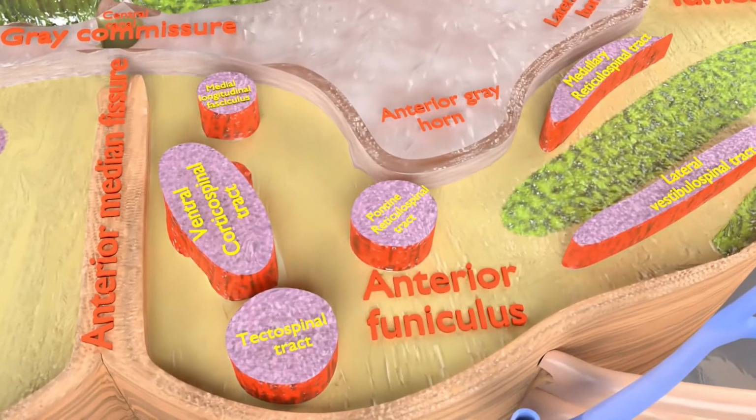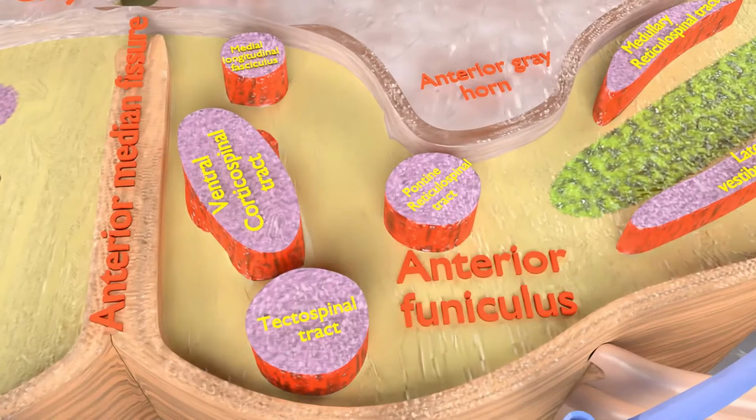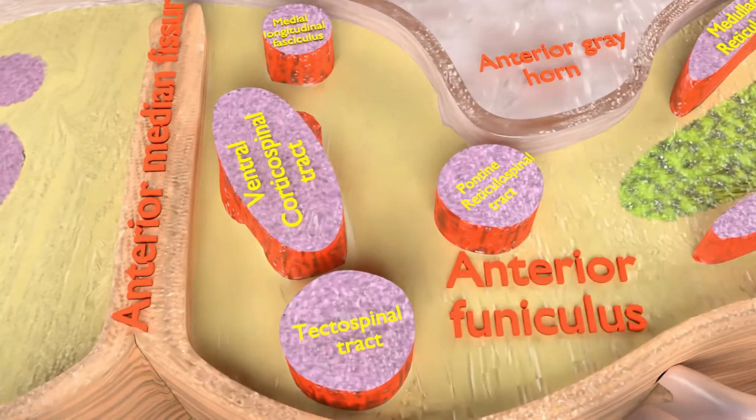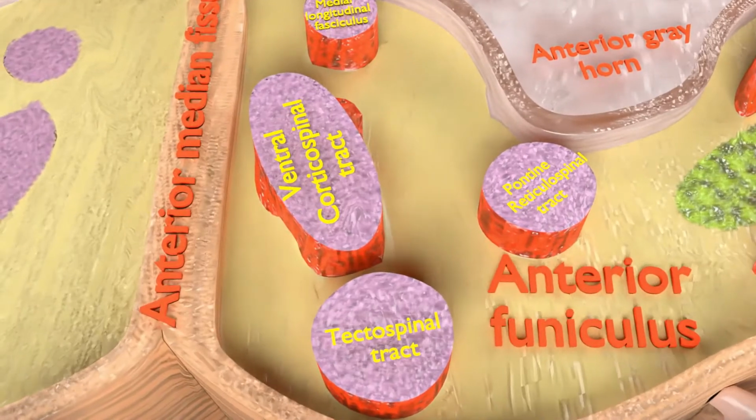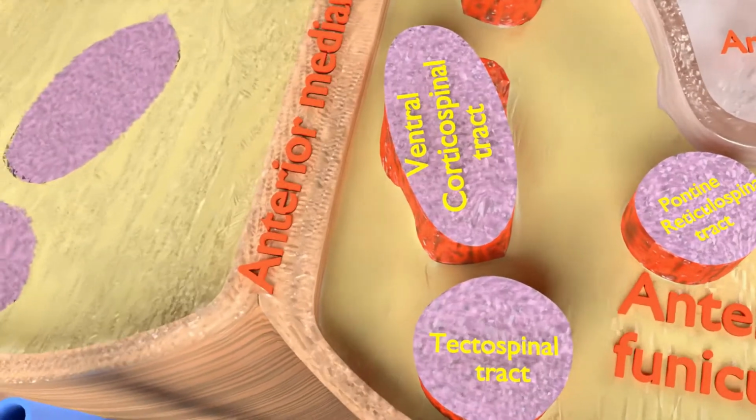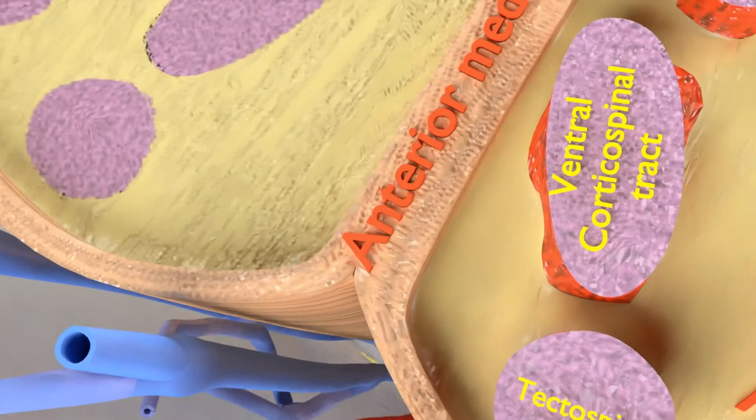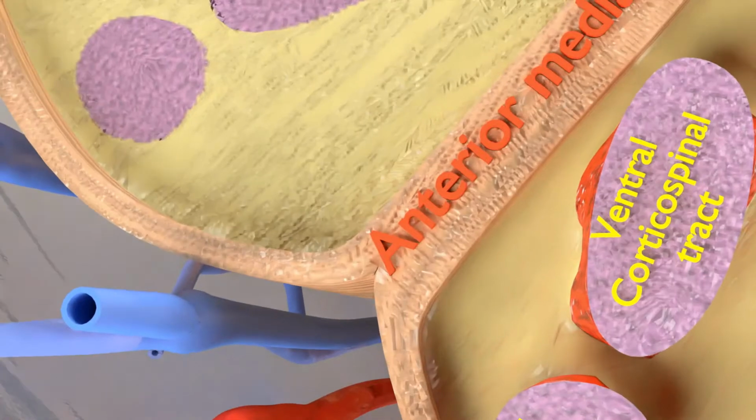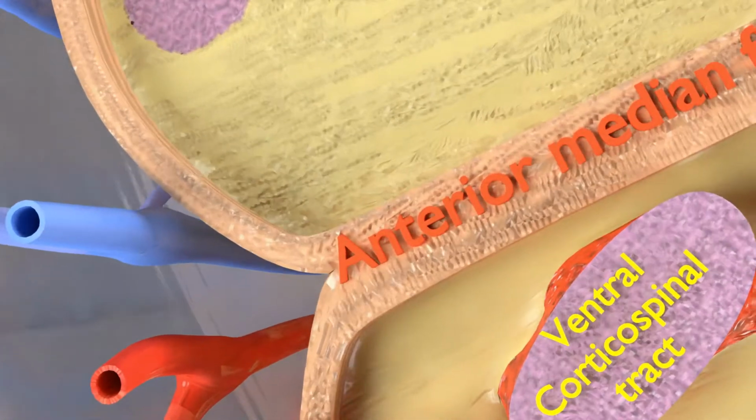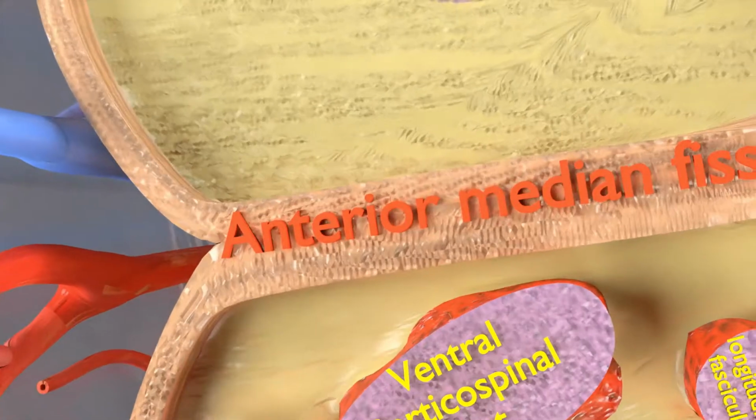The white matter is divided into the following regions: dorsal or posterior column, also called the funiculus, lateral column, and the ventral column, also called the anterior column. The anterior white commissure resides in the center of the spinal cord, and it contains crossing nerve fibers that belong to the spinothalamic tracts, spinocerebellar tracts, and anterior corticospinal tracts.